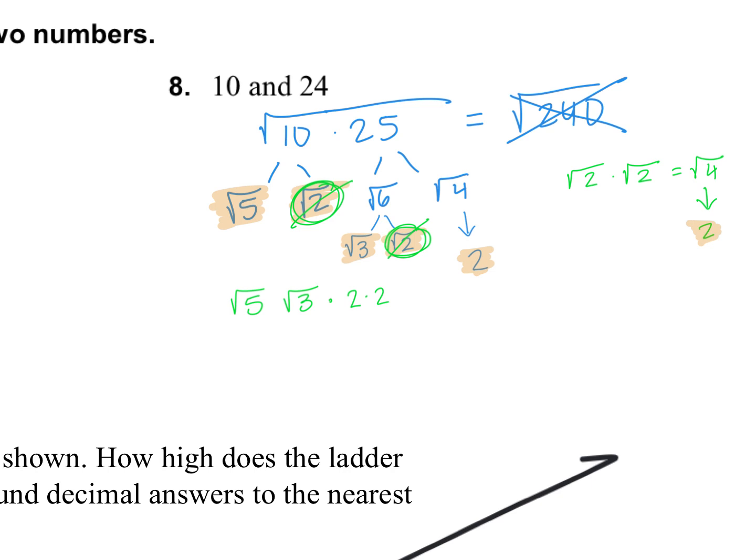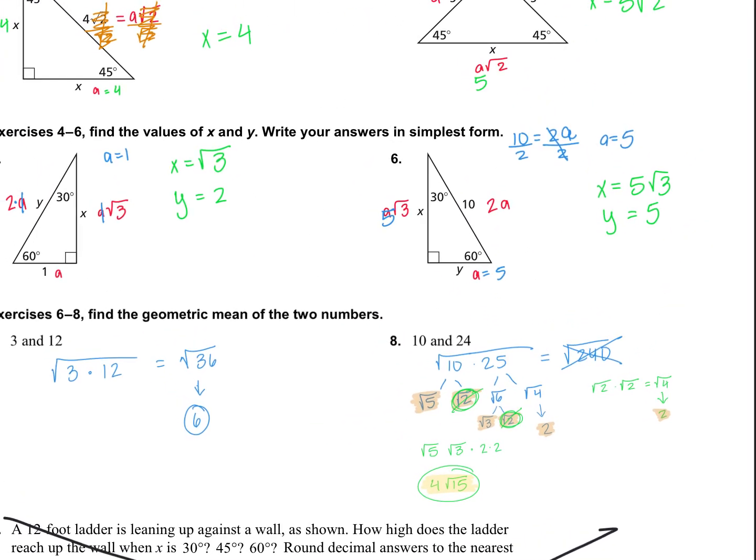I'm going to write that a little better. 2 times 2 is going to be 4. Radical 15 is my answer. So there will be a question for you to simplify a radical. Please make sure you know how to simplify a radical for your test.